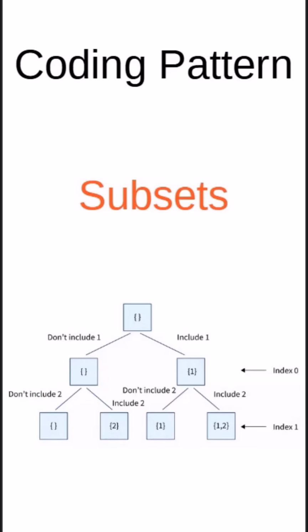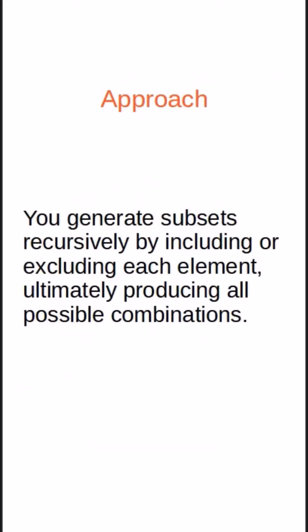Let's discuss the subsets coding pattern. Whenever you need to explore all possible combinations of elements within a set or array, you generate subsets recursively by including or excluding each element, ultimately producing all possible combinations.